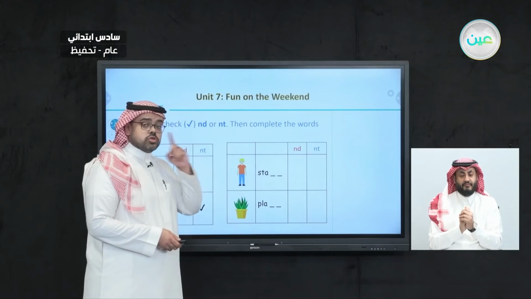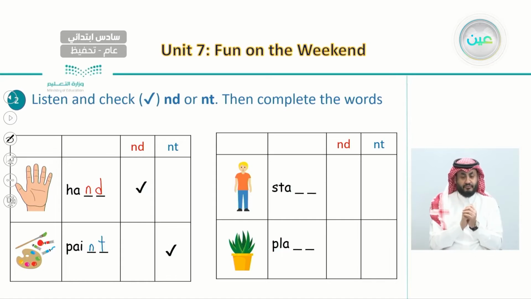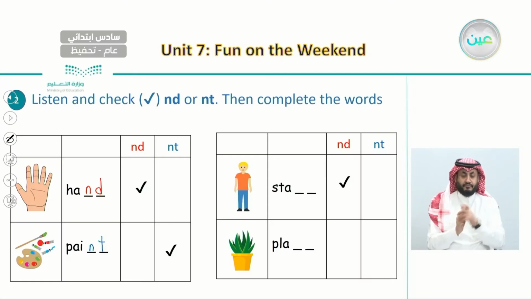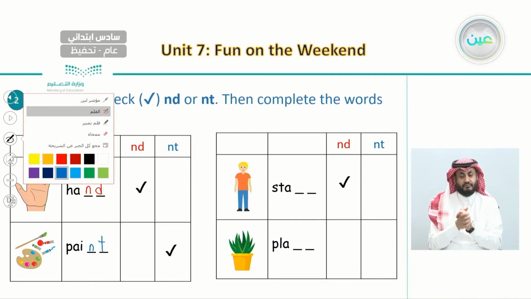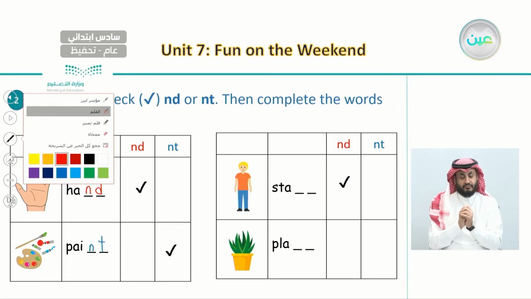Now let us move on to the third word. Listen carefully and decide if this word ends with ND or NT. So number 3, stand. Again, stand. Very good. So what do you think? What is the sound that this word ends with? Is it ND or NT? Of course, it ends with ND. So here we're going to put a check mark under ND and we're going to complete the word. Here we're going to write down ND. So here we go.